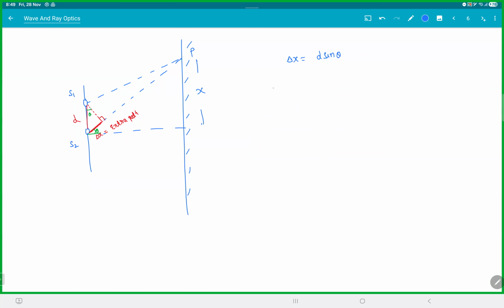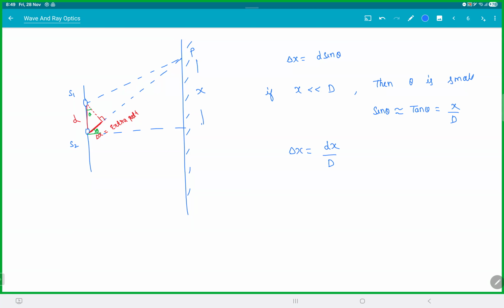Now, if x is small, if that x is much, much smaller than d, then theta also will be small. Then we did an approximation. Sine theta becomes approximately equal to tan theta, and tan theta becomes x by d. So we get delta x is equal to dx by D. At a mains level, this is the thing which you should definitely remember.